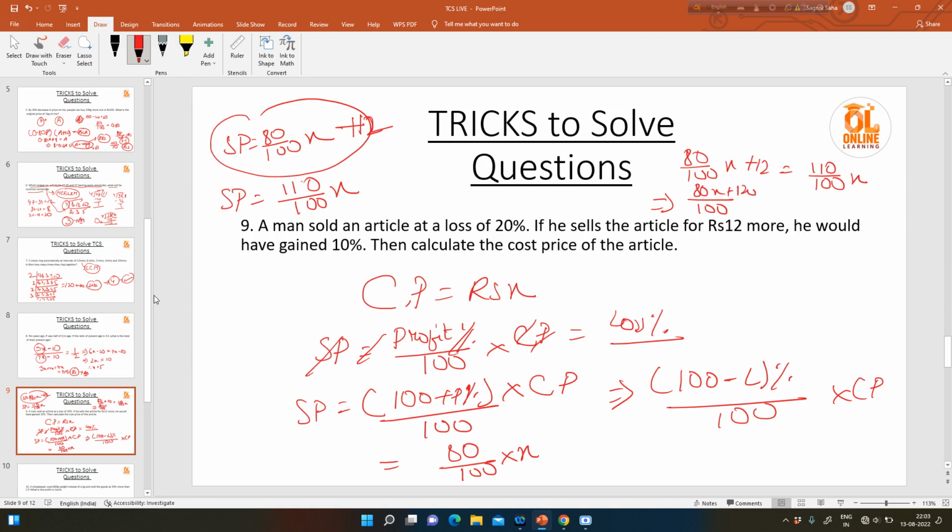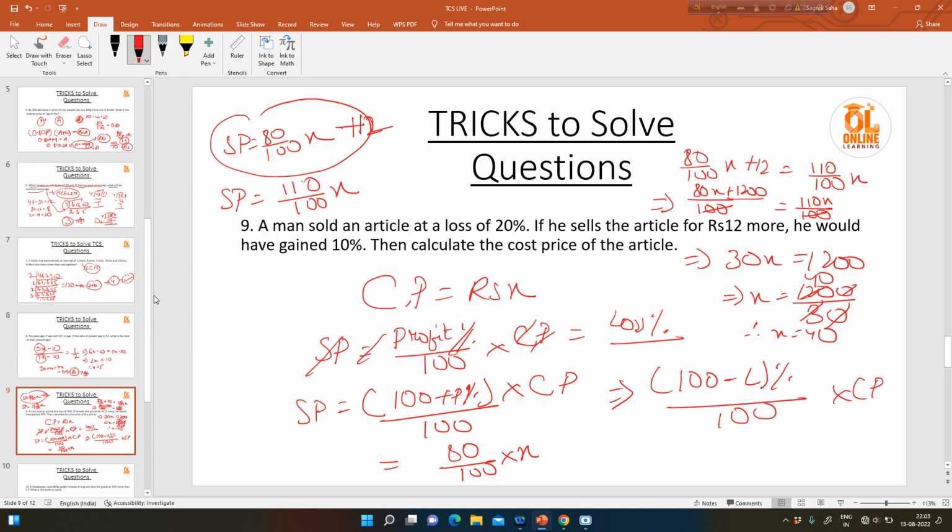80x plus 1200 is equal to 110x, the 100 will be gone, then it would become 30x is equal to 1200, x would become 1200 by 30, 0 cut, 3 into 40. So the cost price of the article is 40.